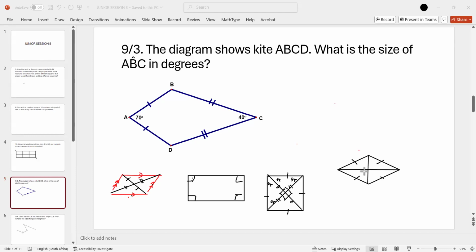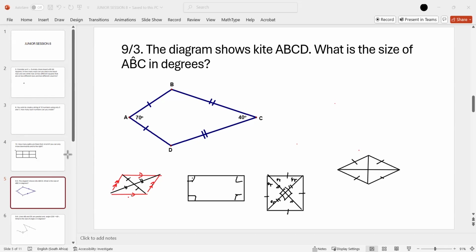More than that, these two opposite angles are bisected. So you must go and check to see what the properties of a rhombus are, and remember them. These are all interesting figures in geometry. So the last figure is this one here, a kite. Okay. So at last we come to the problem itself. The diagram shows kite ABCD. What is the size of angle ABC in degrees?